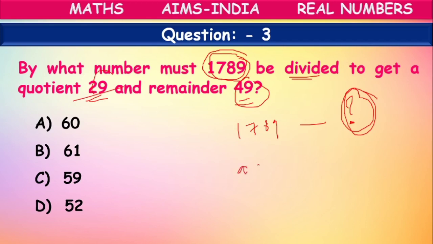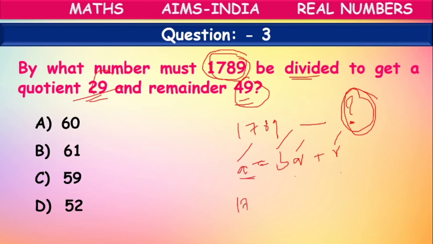So according to Euclid division lemma, what is the general form? A equals BQ plus R, where A is the dividend, B is the divisor, Q is the quotient, R is the remainder. What is the dividend here?